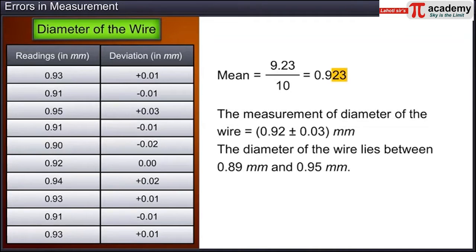Note that only the last digit that is subject to error needs to be quoted. If the error is in the second decimal, then you need not quote the third decimal. Hence, the mean value is considered only with two significant figures.